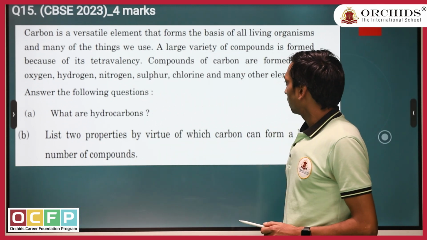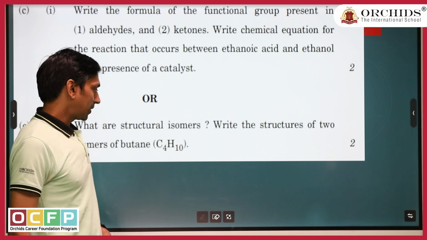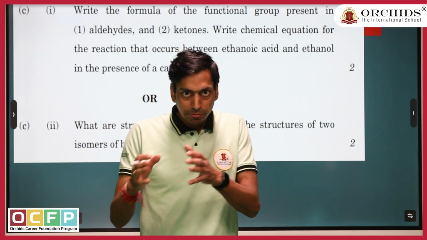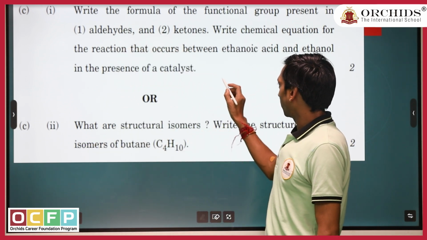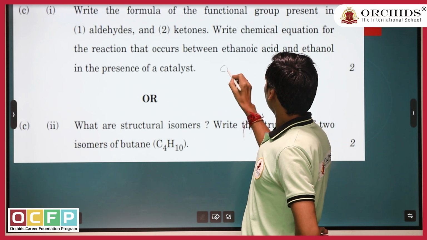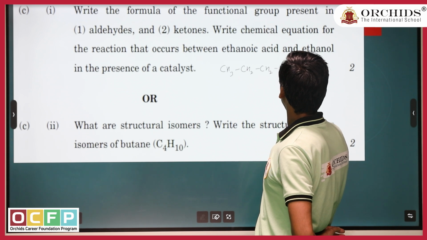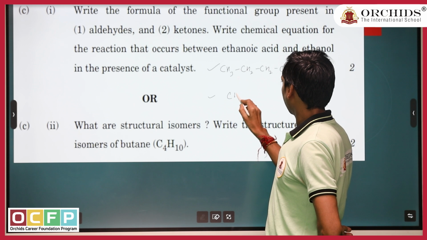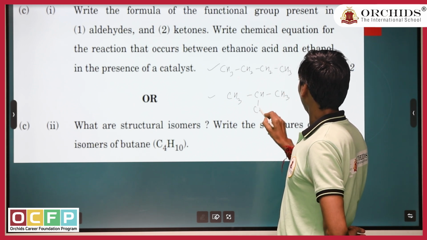So next question. Next we are having, what are structural isomers, and write the structural isomers for butane. Structural isomers means having the same chemical formula but different structural formula. And we have to write for butane. So the butane structure is what? CH3, CH2, CH2, CH3. That is one formula of butane. And the isomer we can write as CH3, CH, CH3, and here one more CH3.